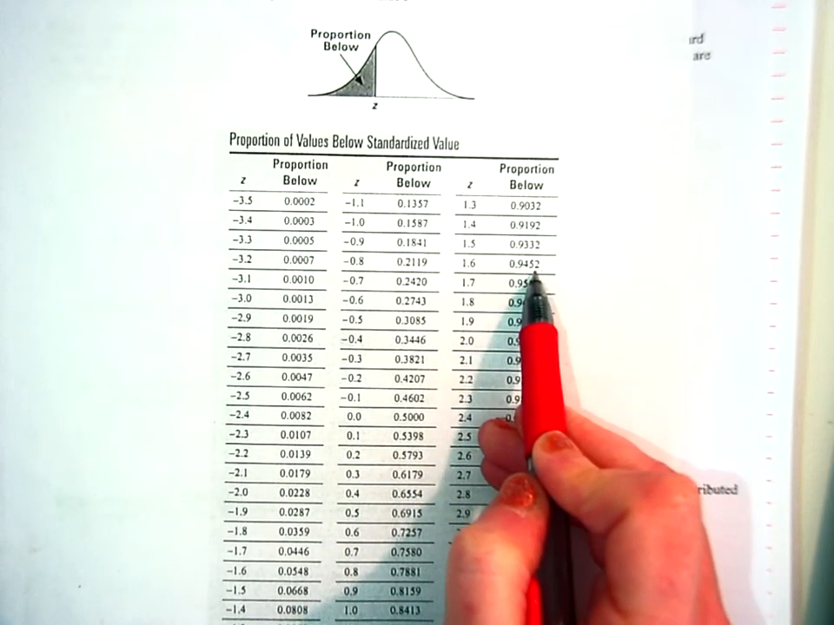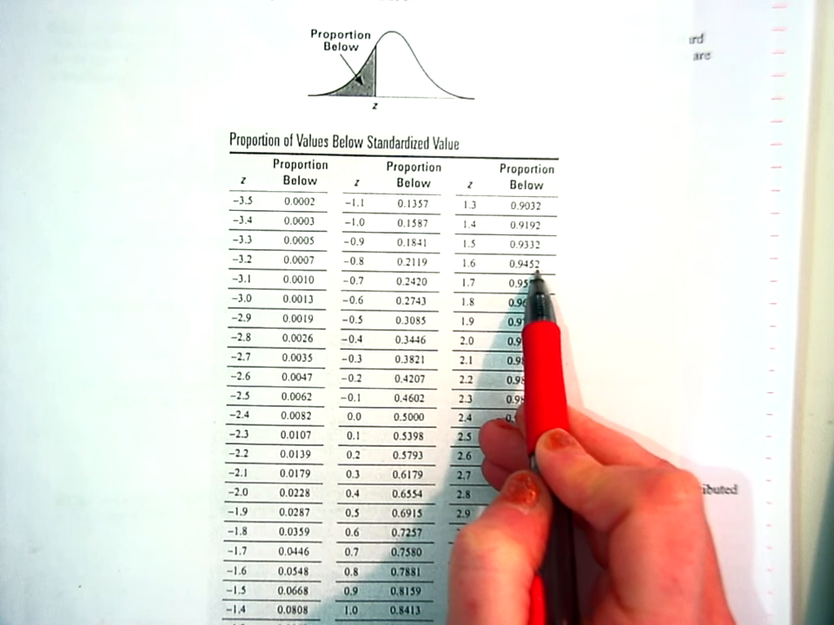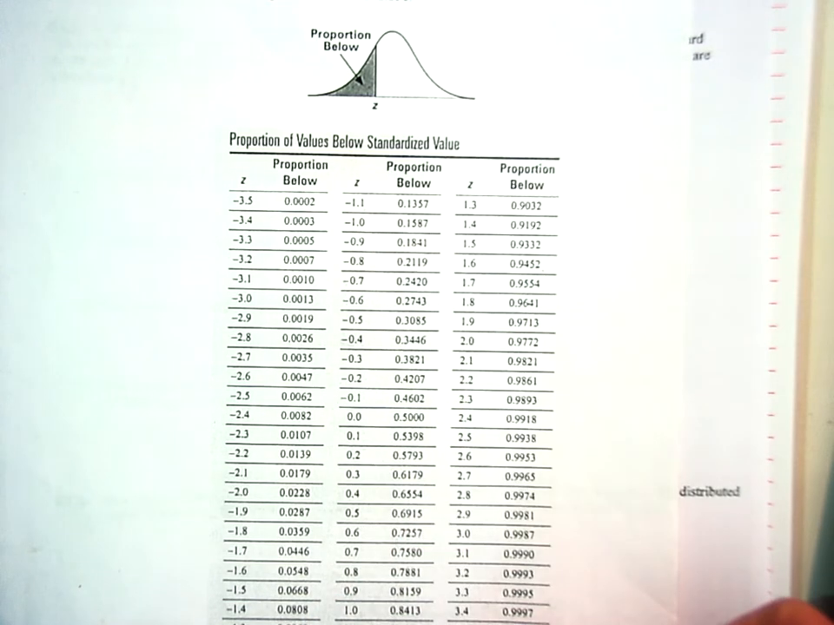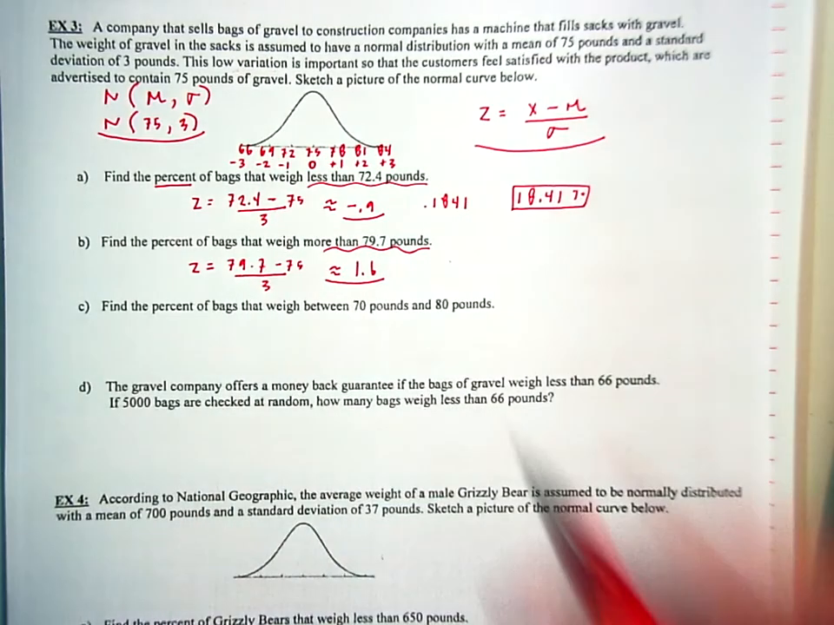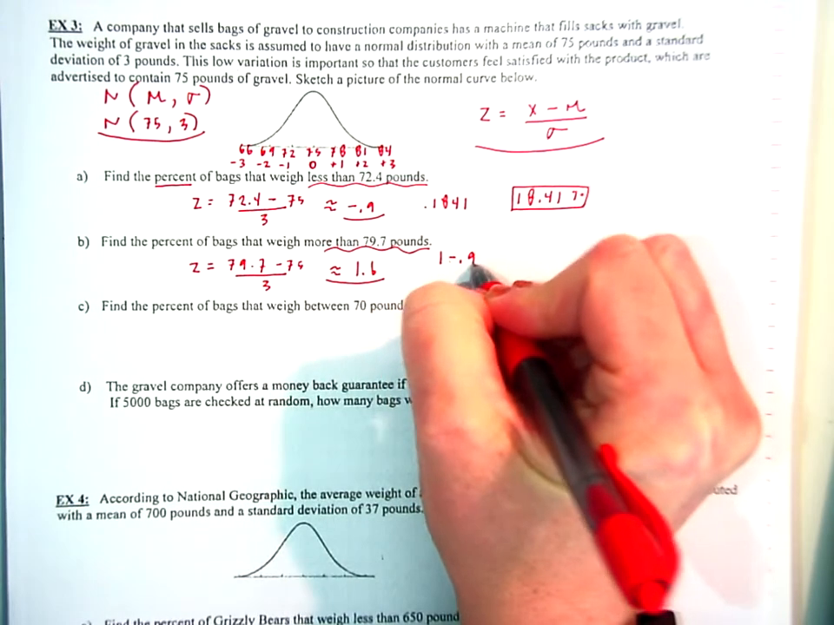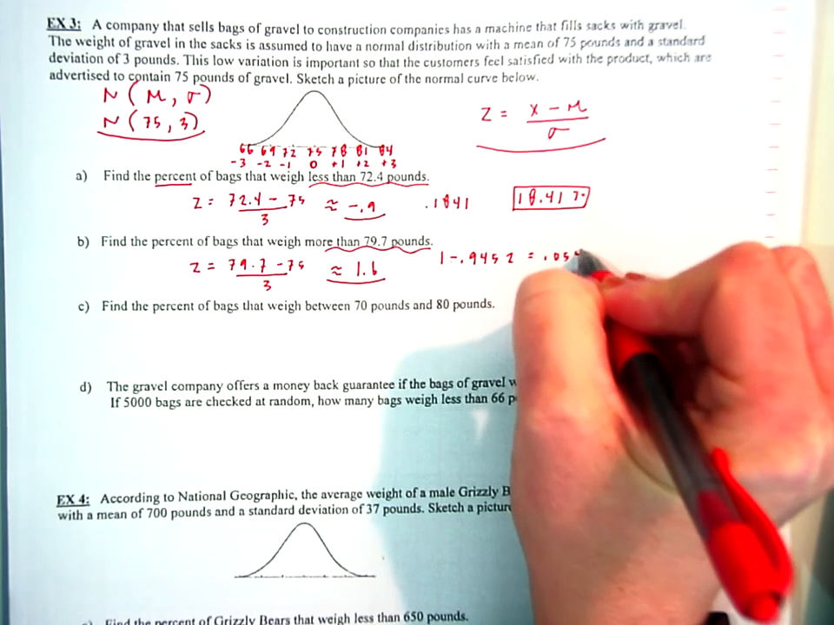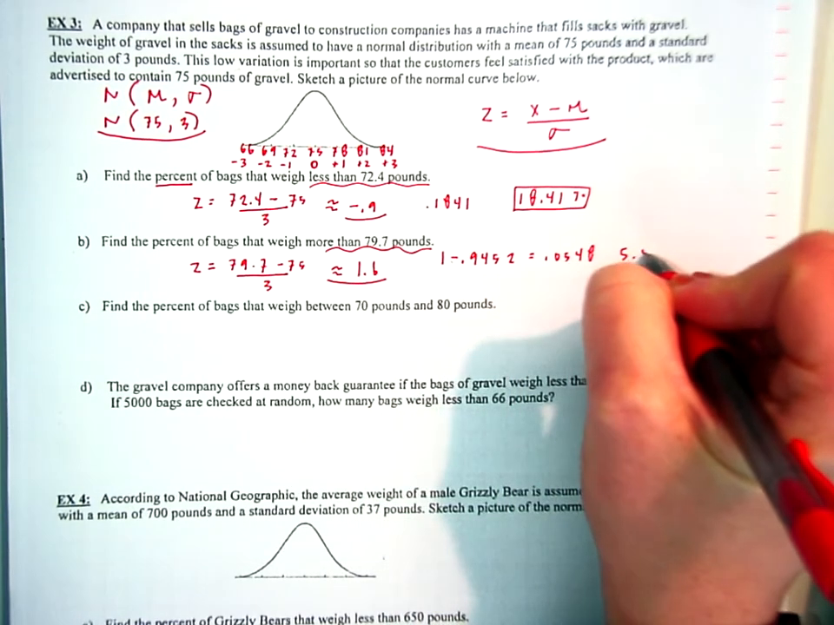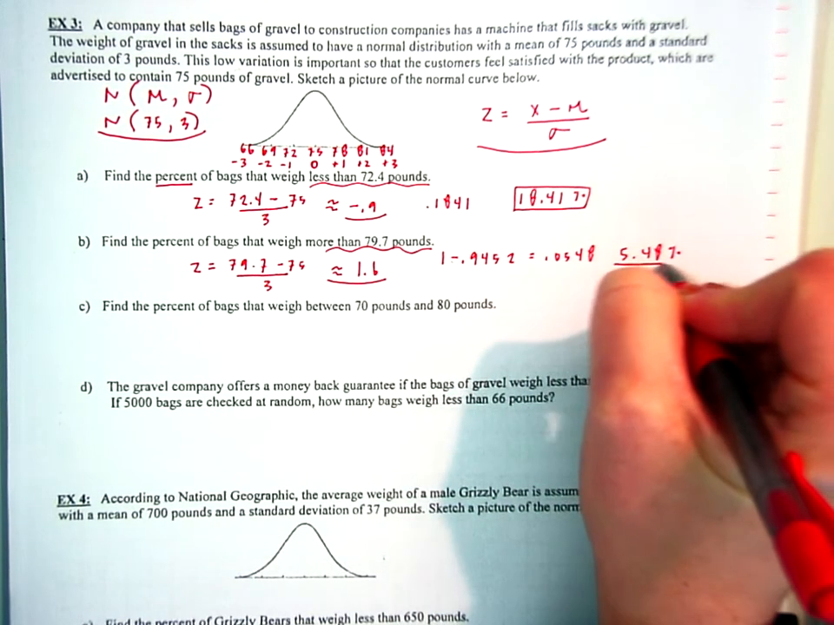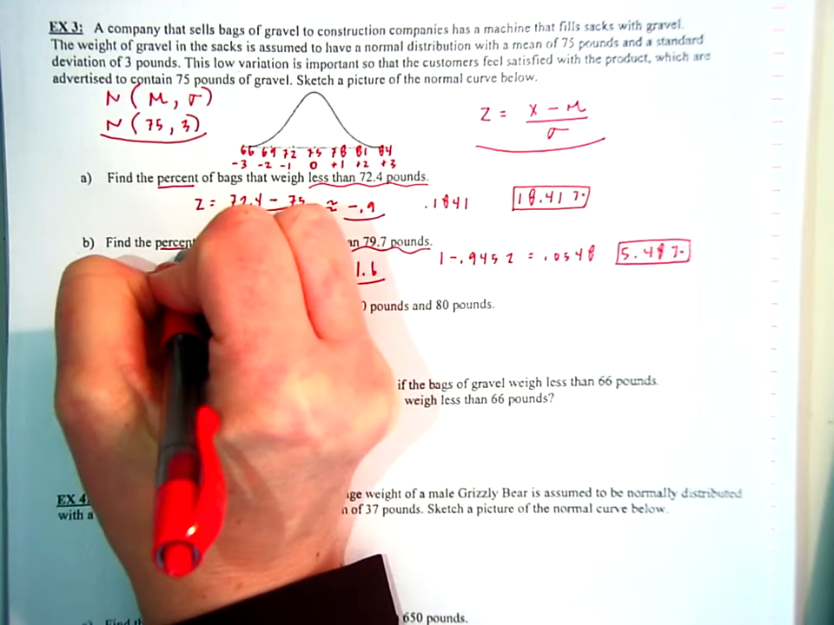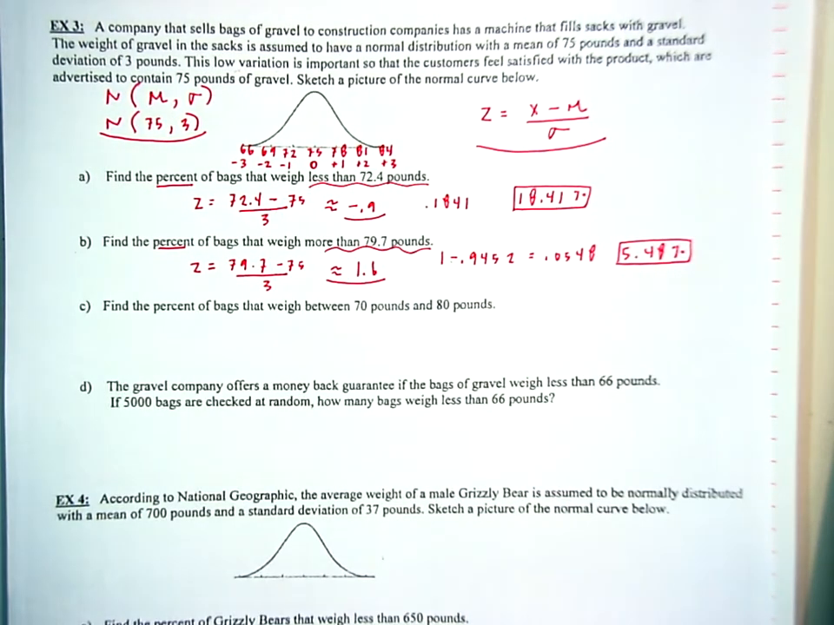0.9452. But that gives me the proportion below. I want the above. I want the more than. So I do 1 minus 0.9452, and that gets me 0.0548, or 5.48%. Making sure everything is a percent. We're looking really at the probability of this event playing out. Well, it has a 5.48% chance of playing out, of getting a bag that weighs more than 79.7 pounds.